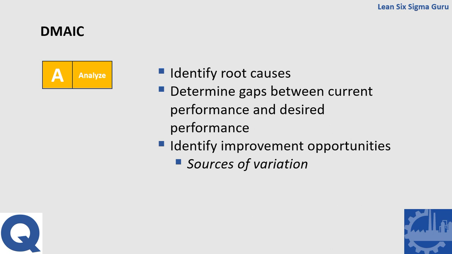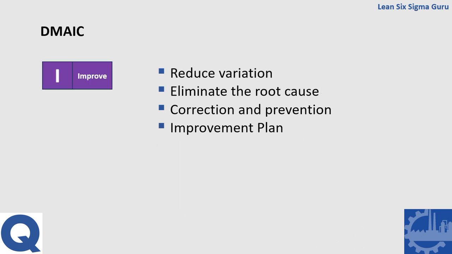A is analyze. So we identify root causes. We determine gaps between the current performance and what is desired. We identify those improvement opportunities, which hit the sources of variation. In Six Sigma and DMAIC projects, we're always trying to reduce the variation, so we have to find the sources of variation. We do that in analyze, again by letting the data speak.